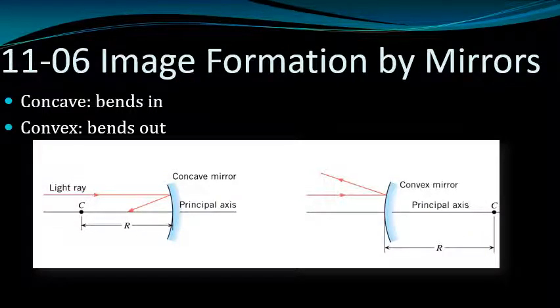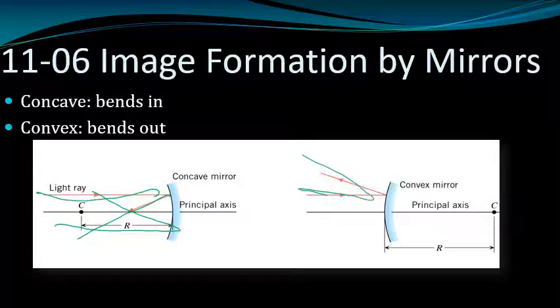Anyway, a concave mirror is converging. The rays of light come in and come towards the middle. A convex mirror is diverging. Rays of light come in and go away.